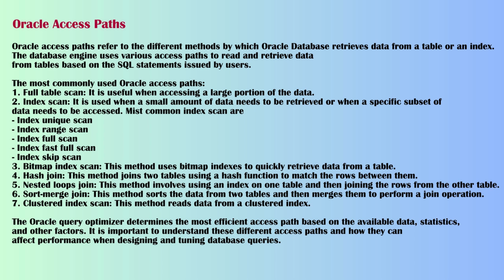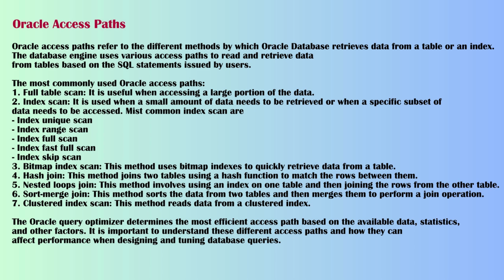Hash joins can be faster than other types of joins, such as nested loop joins or sort merge joins, because the partitioning process reduces the amount of data that needs to be compared. However, hash joins can also require a significant amount of memory to hold the hash tables, especially for large tables.